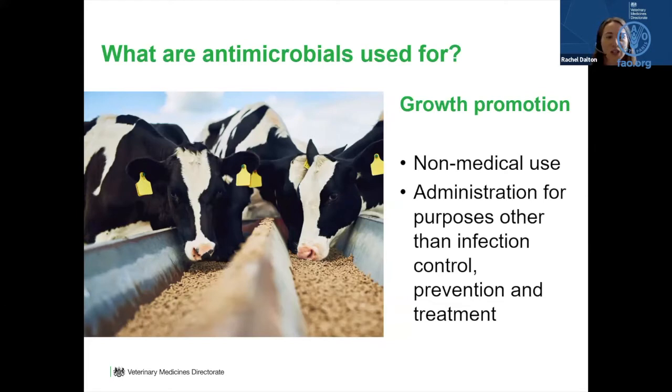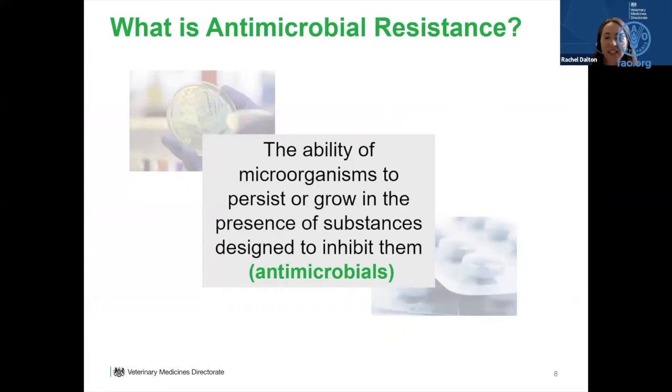So we can move on to our third question, which is, what is antimicrobial resistance? We've defined an antimicrobial and what they're used for. It's important to define antimicrobial resistance and why this is a public health challenge, which can be found in lesson 1. So antimicrobial resistance, or AMR as it is shortened to, is the ability of microorganisms to persist or grow in the presence of substances that are designed to inhibit them. Microorganisms, whether that is bacteria, fungus, virus, parasite, etc., have the ability to persist or grow despite the presence of that substance, which could be a medicine, pesticide, etc., which we've already mentioned.